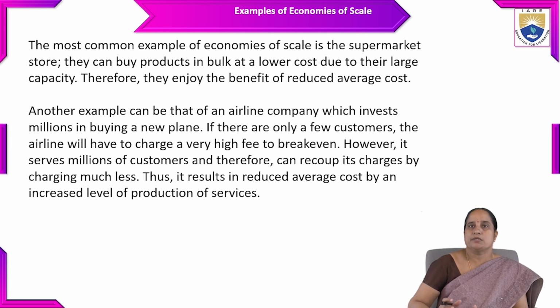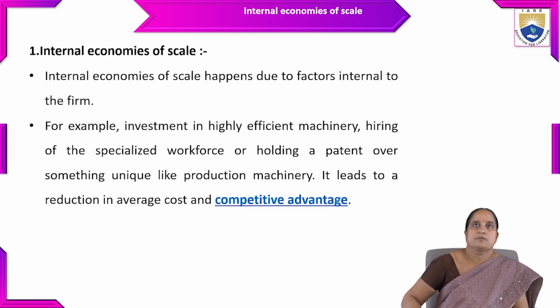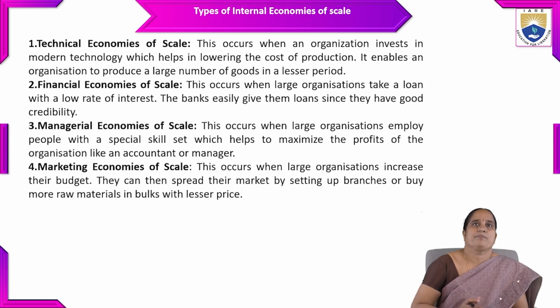Thus, it results in reduced average cost by an increased level of production of services. Then coming to the types of economies of scale, there are two types, internal and external. So internal economies of scale happen due to factors internal to the firm. For example, investment in highly efficient machinery, hiring of a specialized workforce, or holding a patent over something unique like production machinery. It leads to a reduction in average cost and also a competitive advantage.